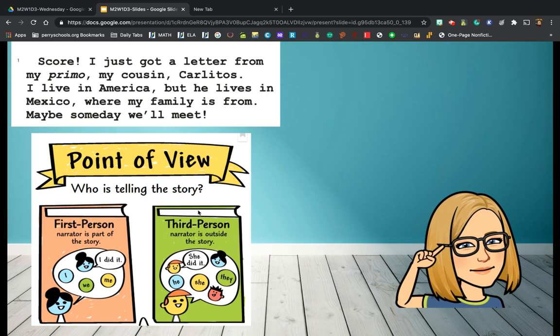Score! I just got a letter from my primo, my cousin Carlitos. I live in America, but he lives in Mexico, where my family is from.